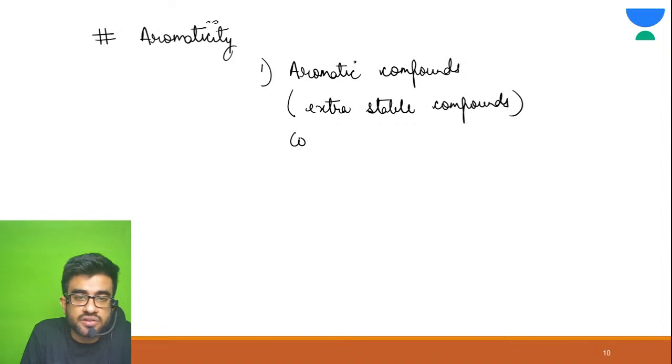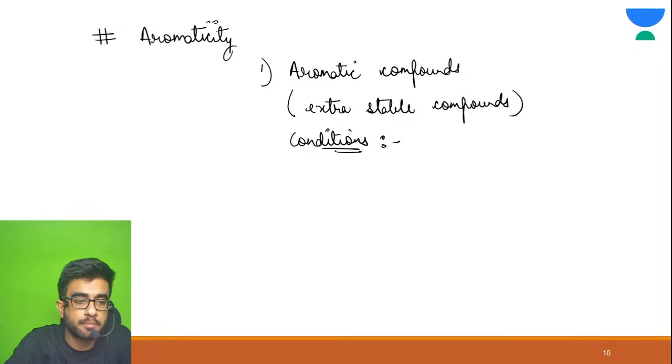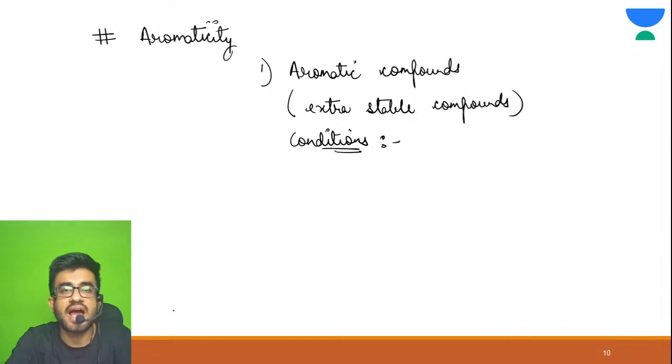So what are the conditions for a compound to be aromatic? There have to be some conditions, because you need to identify whether a given compound is aromatic or not. If it follows all the conditions, then we say it is aromatic. Otherwise we say it is not aromatic. Are you getting my point?